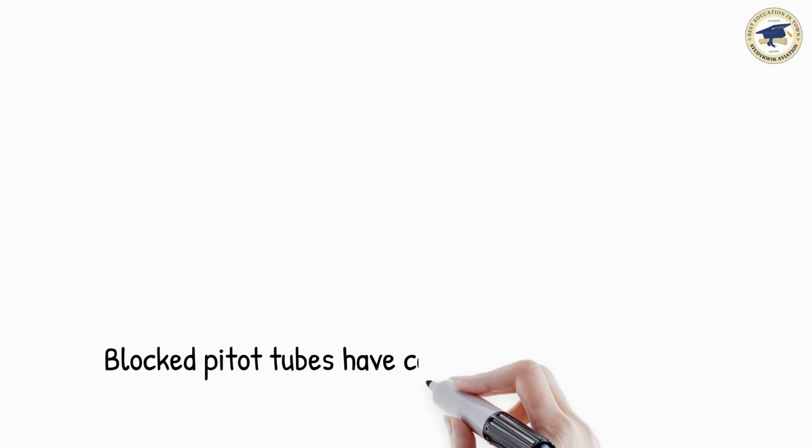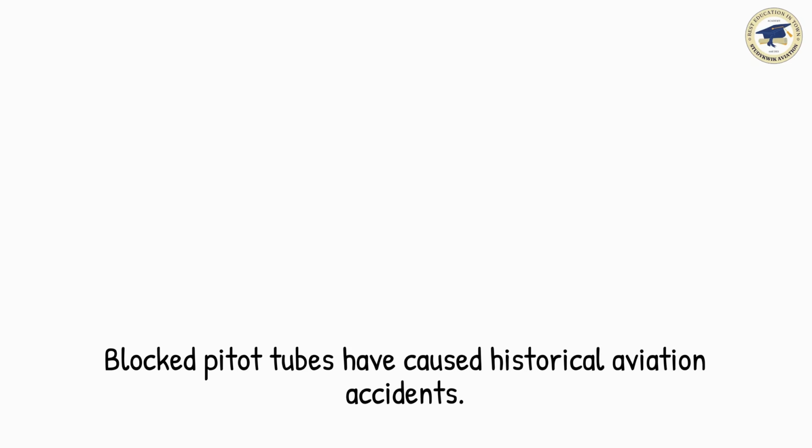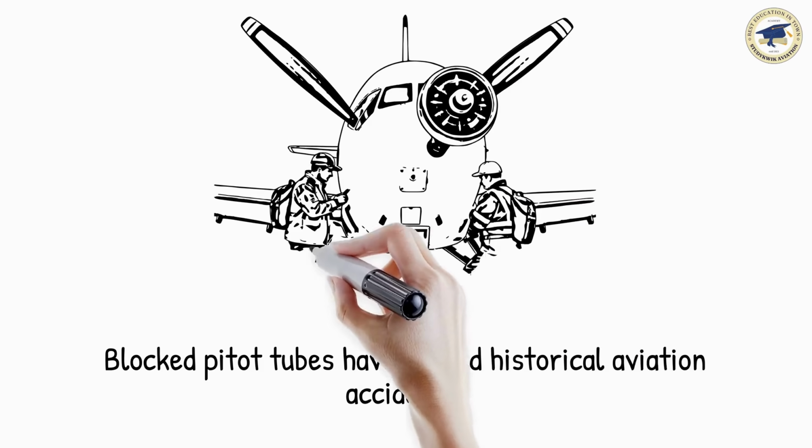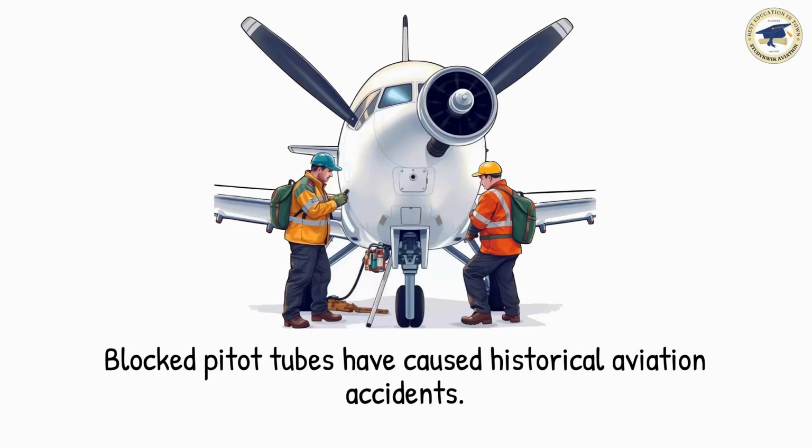History has shown accidents caused by blocked pitot tubes. In some cases, pitot heaters were off or not effective. This gave dangerously wrong airspeed readings. That's why pre-flight checks and maintenance inspections of pitot-static systems are so important.